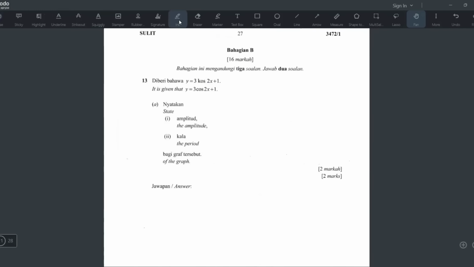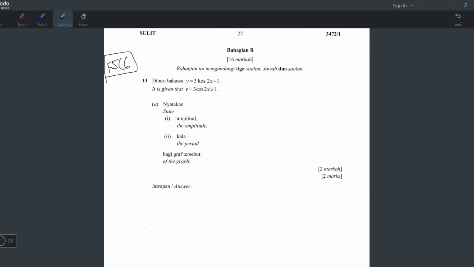Okay, what chapter is this? Trigonometry lah. You see cos already, right? Yeah, from Form 5 chapter 6, the trigonometric function. Okay, let's read what it says. A, state the amplitude. Okay, the amplitude is very easy. It's just 3. Just look at the A value here. Okay, so y equals to A cos bx plus c. The A will tell you the amplitude.